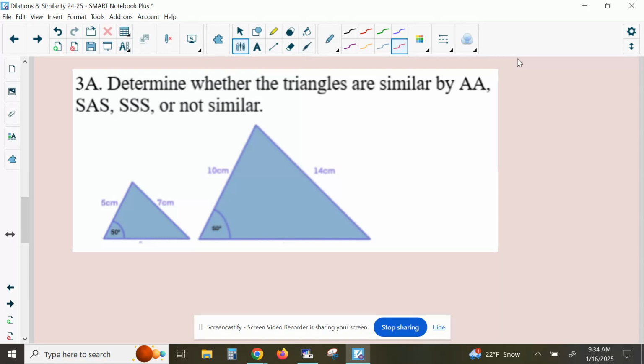Okay. So 3A, it says determine whether the triangles are similar by AA, SAS, or side, side, side, or not similar at all. Okay, so we have to find out what parts we have on this picture. So let's take a look at this picture. Does anyone see something we might have?